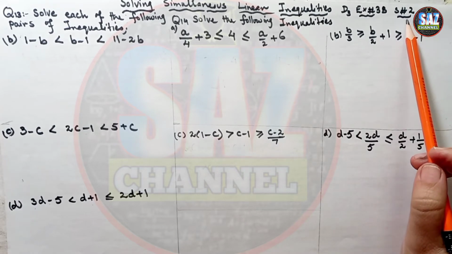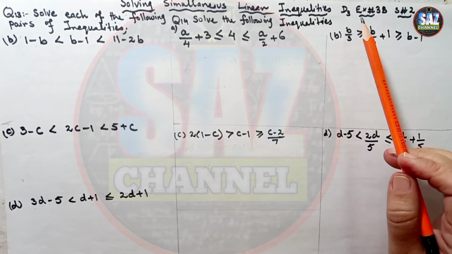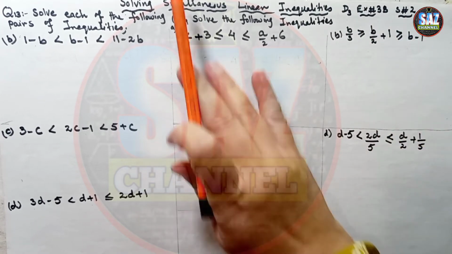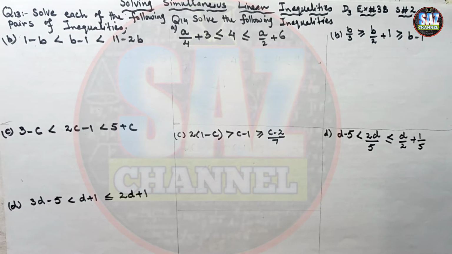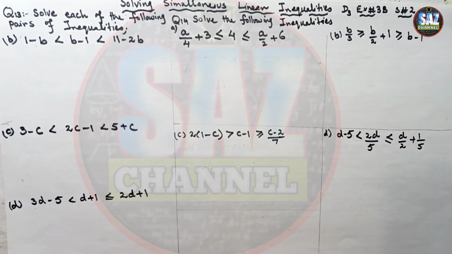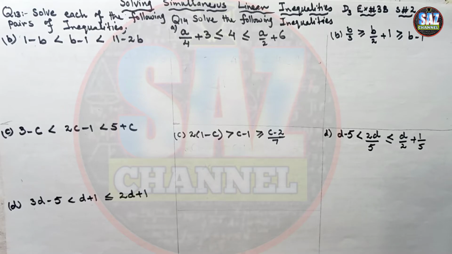This is my second lesson of D3, chapter number 3, exercise 3B, about solving simultaneous linear inequalities. If you find any difficulty in understanding how to solve linear inequalities, you can watch the previous lesson, for which I'll give the link in the description box, because for a better understanding of mathematics lessons, it's really important to integrate the previous lesson with the new lesson, and we should have a good grasp on the previous lesson. Let's move to question 13.